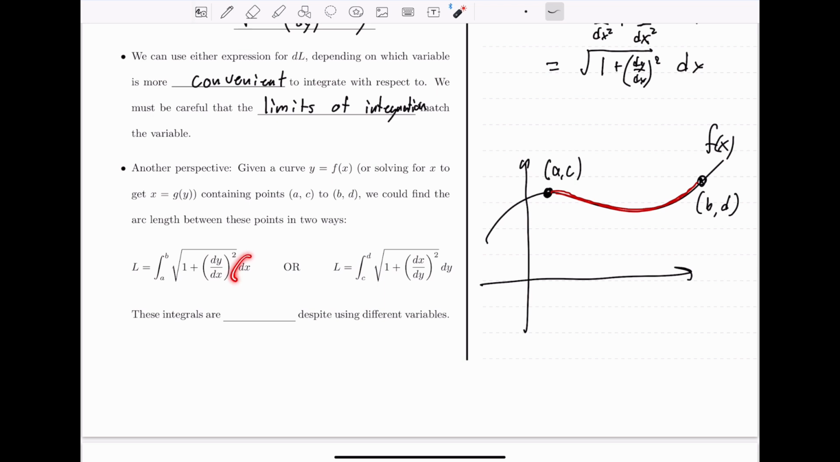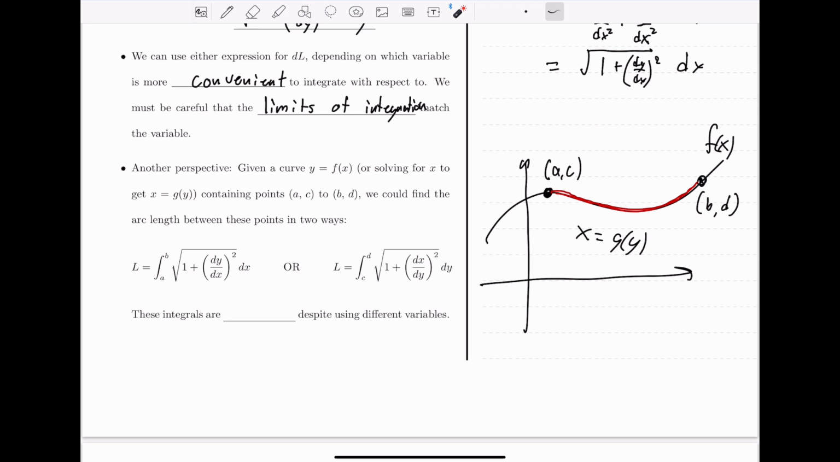We could integrate with respect to x, and to do that we would have to find the derivative of y with respect to x. The limits of integration would be the x values a and b. Or we could solve this equation for y, and we could write this graph as x equals g of y, some function of y. Then we could take the derivative, which would be the derivative of x with respect to y, integrate with respect to y, and the limits of integration would be the y values of these points.